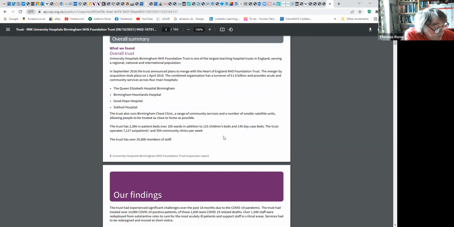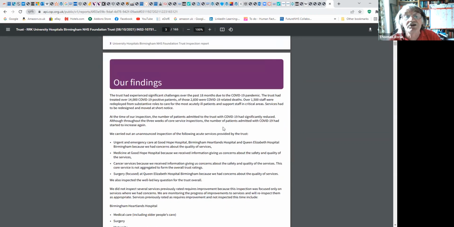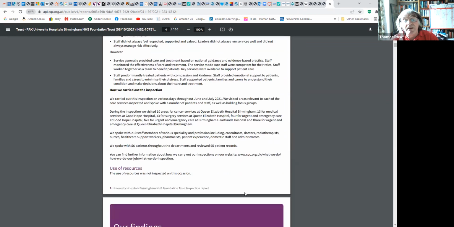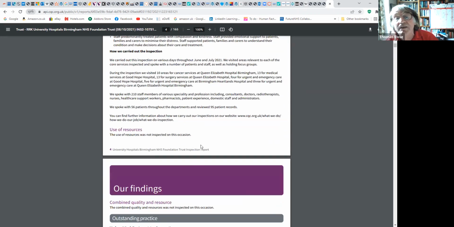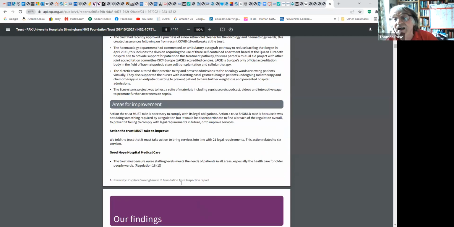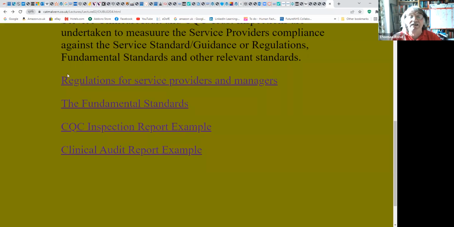recorded which page, but when you come in to look at the report, it tells you, I'm not going to go right the way through it because it's quite a long report, but the report does reference the standards that you should be meeting in delivering your service. And they're all related back to the fundamental standards and the regulations for service providers and the actual service specification.